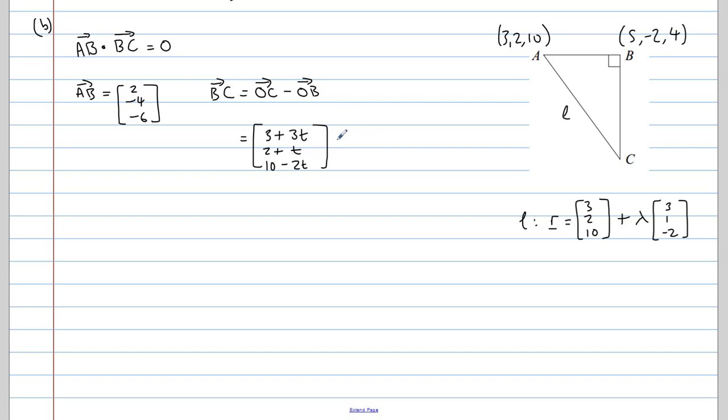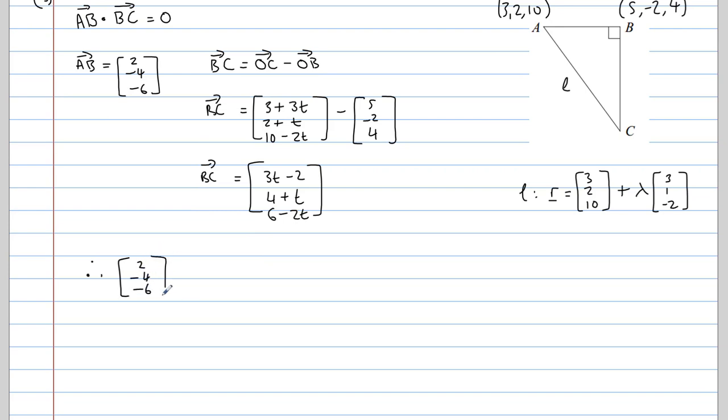And then I'm going to subtract OB from that. B's up here, remember, so that's going to be 5, minus 2, 4. And if I combine that all together to get a single bracket, I get 3 minus 5 is minus 2, so 3t minus 2. I get 2 minus minus 2, which is 4 plus t. And I get 10 minus 4 is 6 minus 2t. So now that I've got an expression for BC and a value for AB, I can do the dot product.